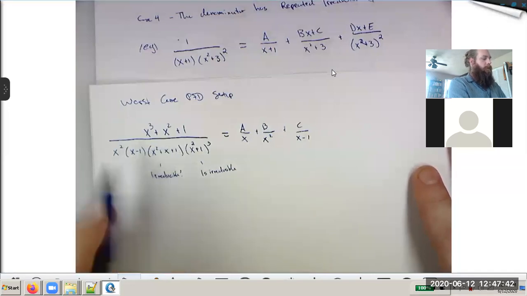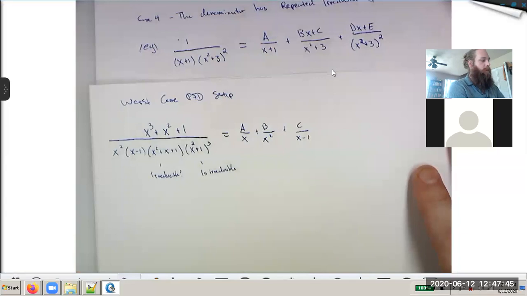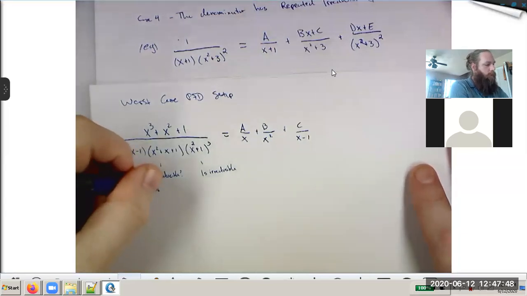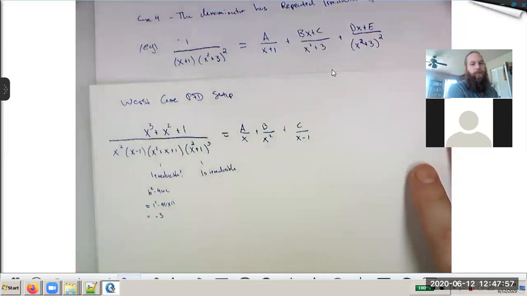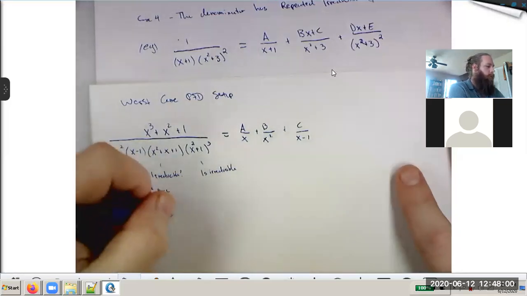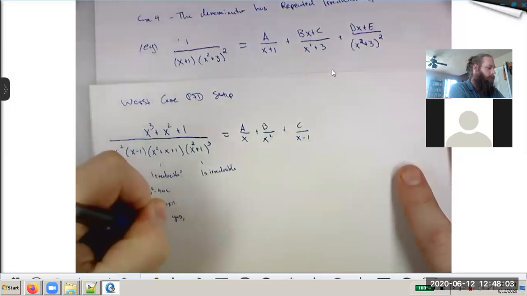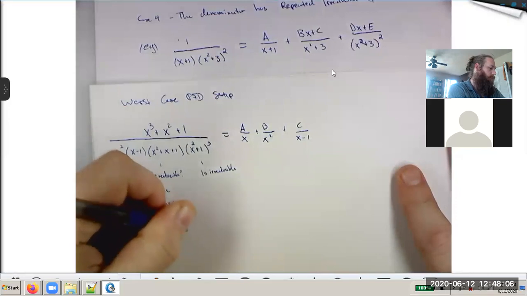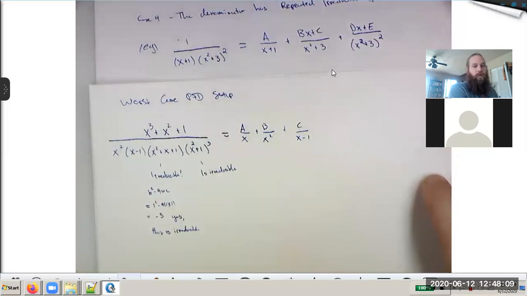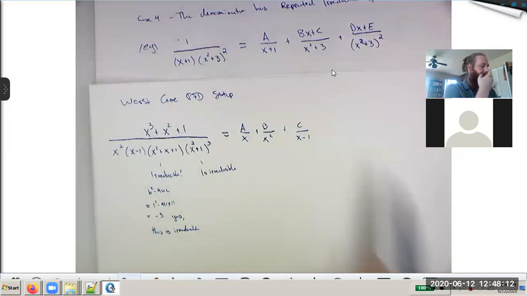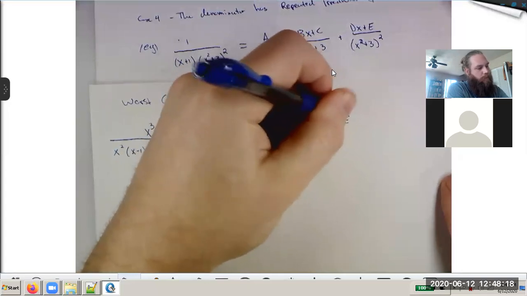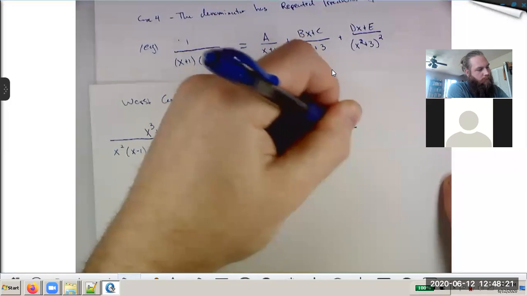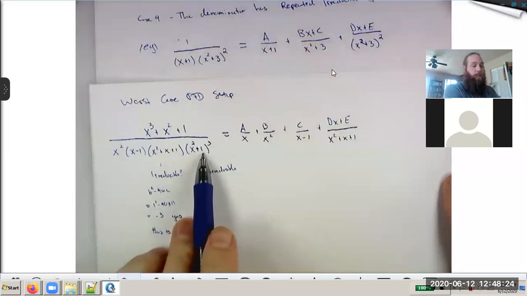To figure out if this is irreducible, I need to compute b squared minus 4ac. That's the easiest way to do it. The discriminant, that's 1 squared minus 4 times 1 times 1, that's negative 3. Since the discriminant is negative, he is irreducible. So he's going to contribute 1 term over here with a linear numerator. And then this piece is going to contribute 3 terms.